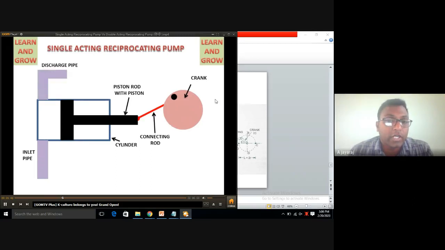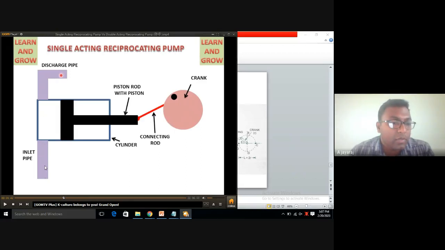So this is rotated. When this crank rotates, the connecting rod oscillates in order to move this piston rod inside and outside. When it revolves by one complete revolution, there are two strokes happening. One is inside and another one is outside. One is extension, another one is called retraction.